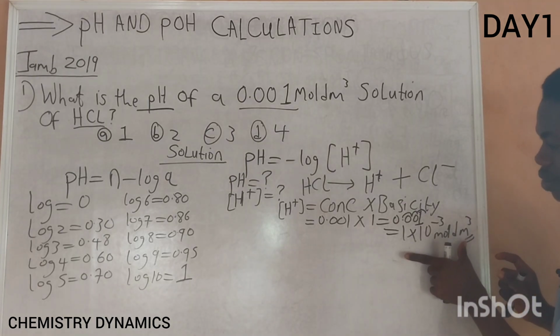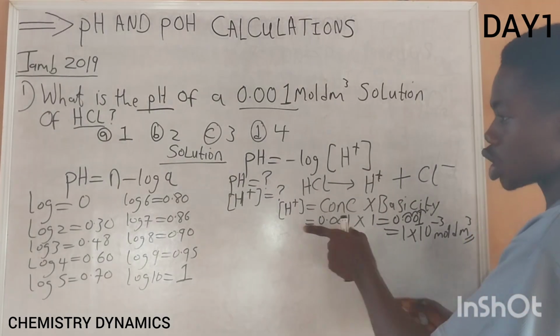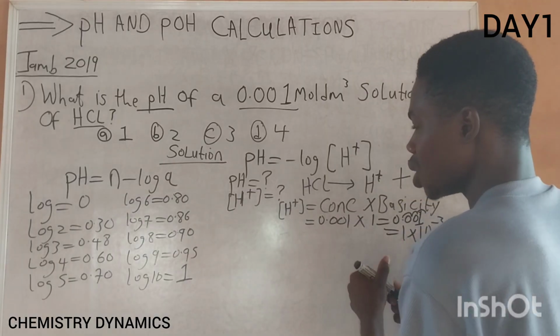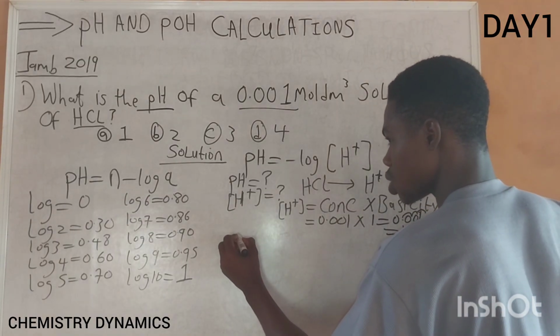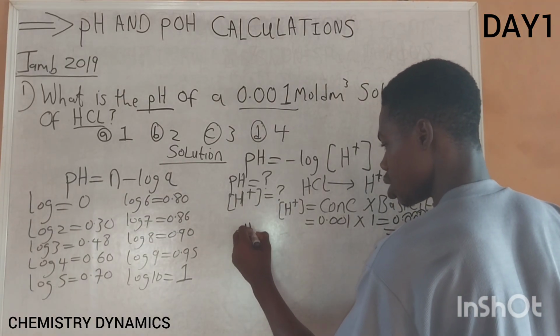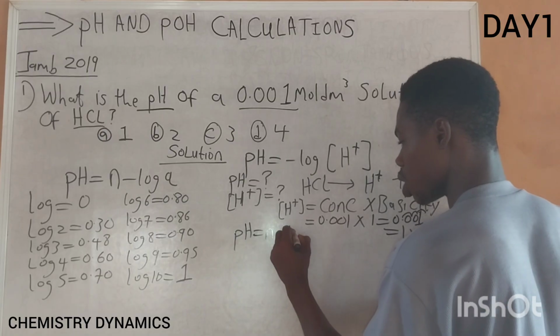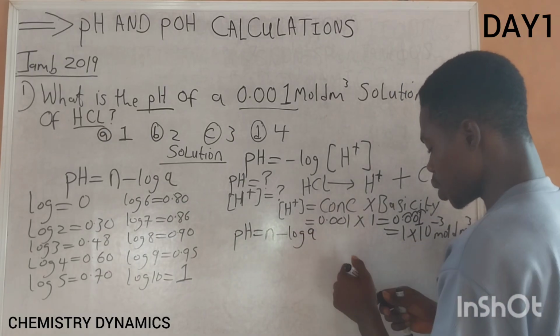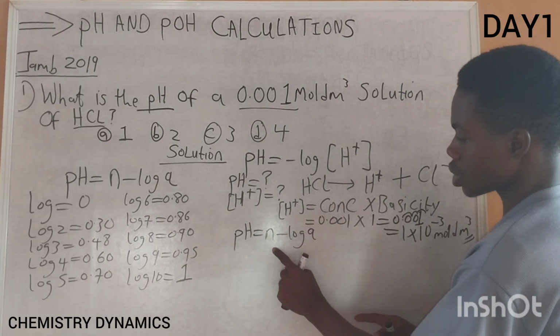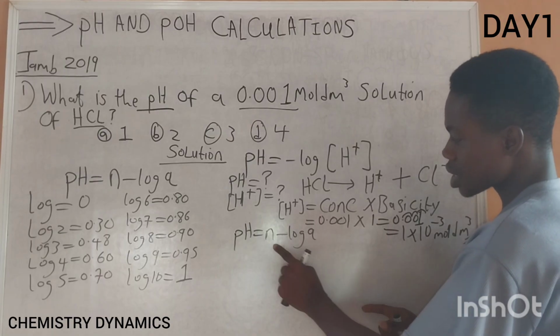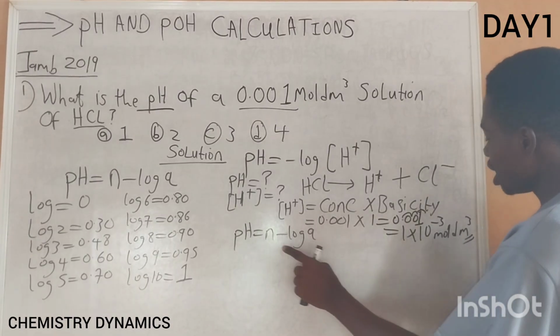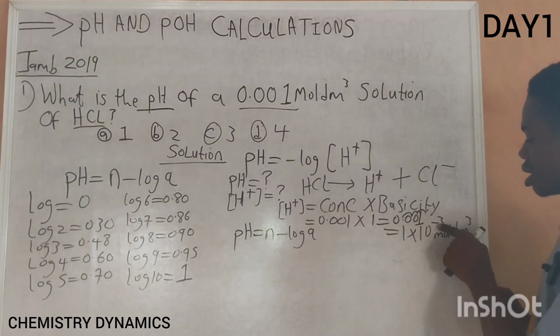Now, having gotten our hydrogen ion, let's come back to the question using this short formula. So pH equals n minus log a, the formula I revealed to us earlier on. This n, you see this n here, is the power of the hydrogen ion. I know the power is minus 3, raised to power minus 3.